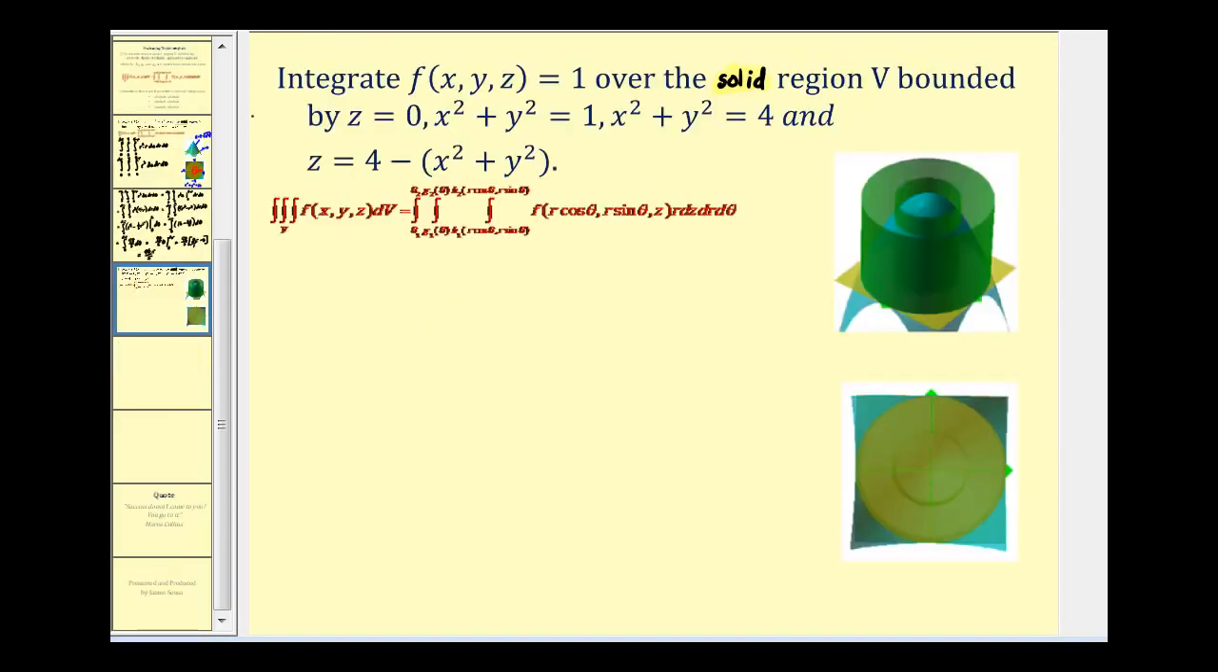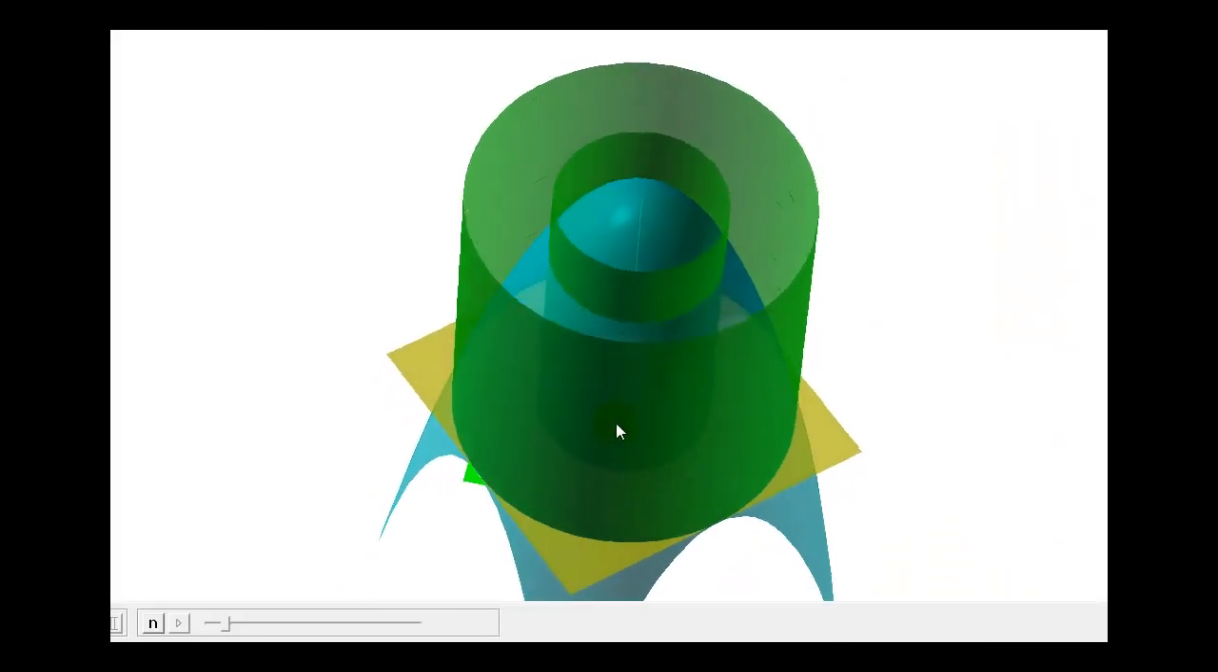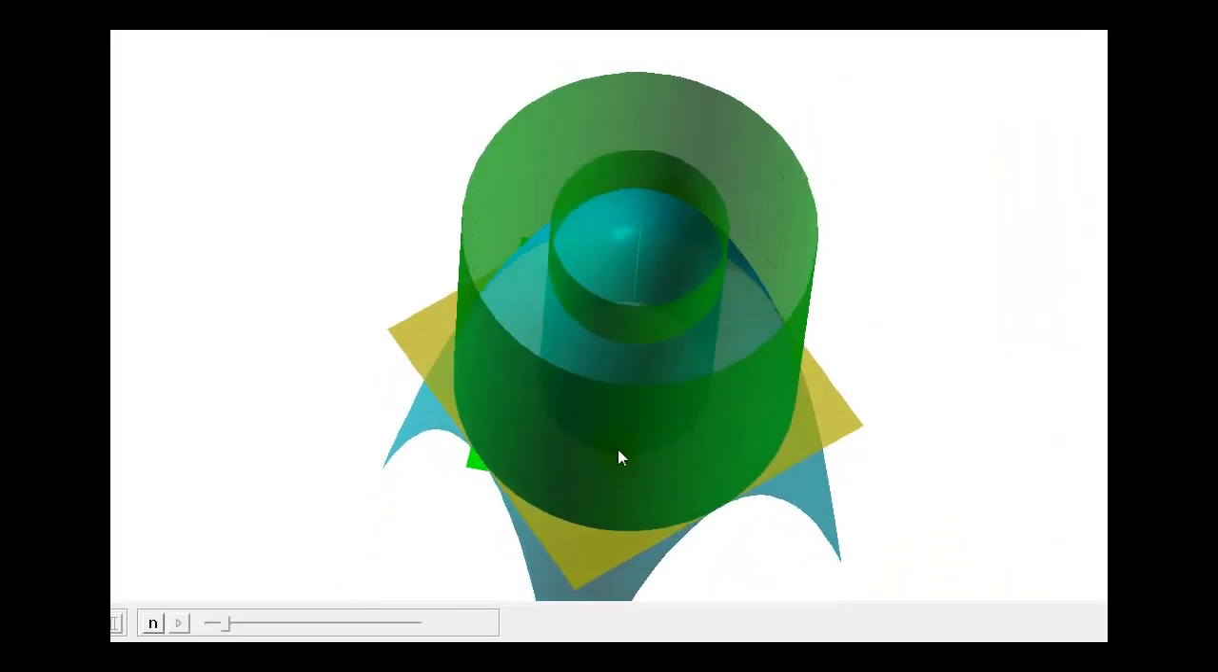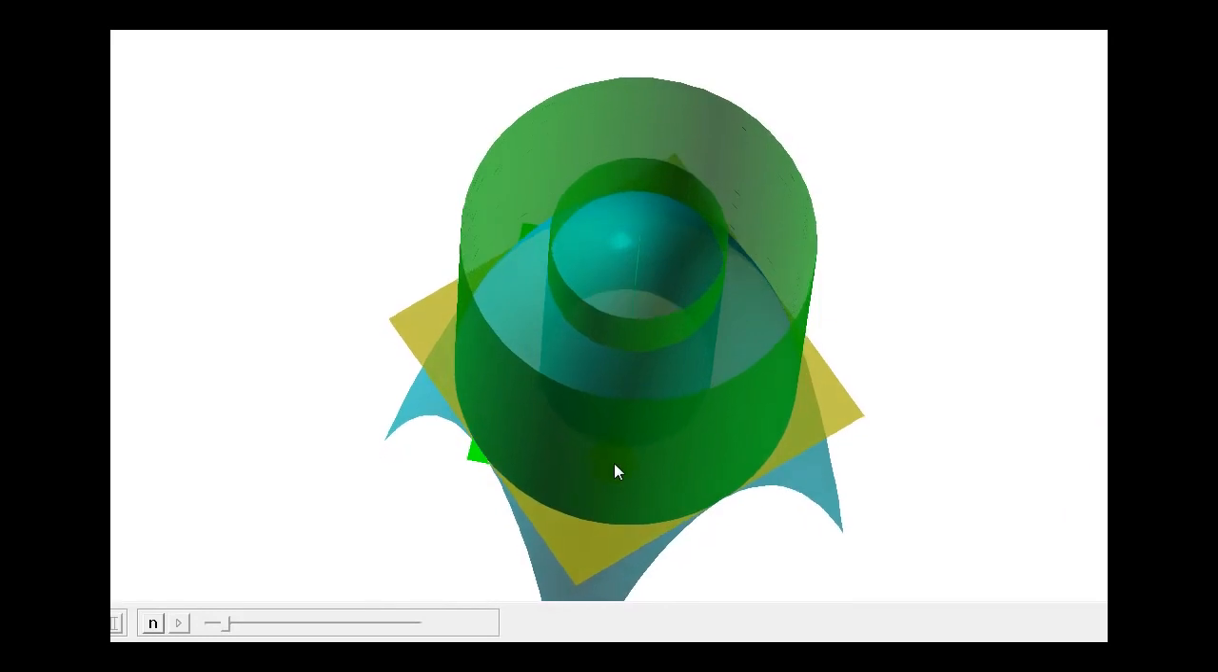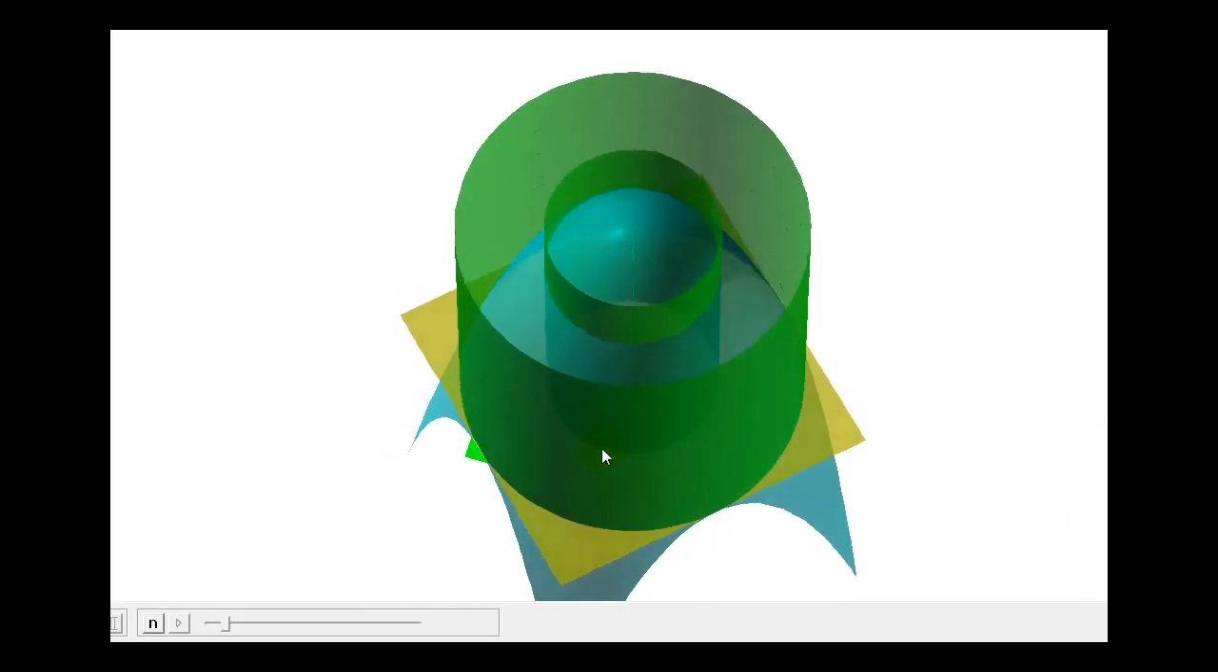Let's go and take a look at another one. Here we want to integrate f of x, y, z equals 1 over the solid region V bounded by z equals 0, x squared plus y squared equals 1, x squared plus y squared equals 4, and z equals 4 minus the quantity x squared plus y squared. Let's start by taking a look at a graph of this. So our region of integration is between the two cylinders, below the blue surface, and above the yellow plane.